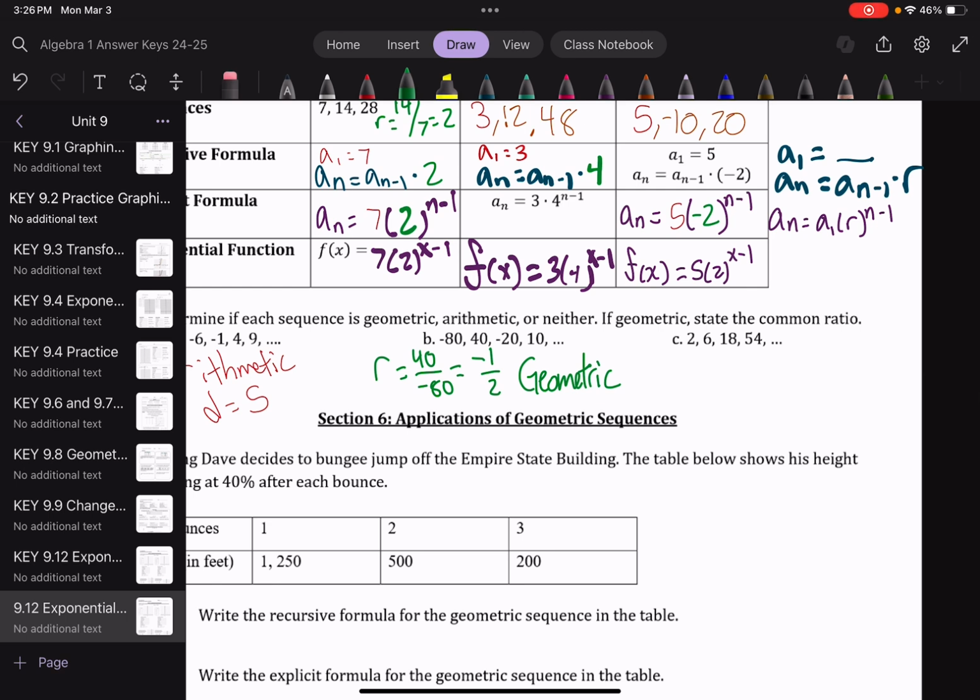And it looks like for C, if I do 6 divided by 2, that gives me 3. And it does look like I'm multiplying by 3 each time, so this is also geometric.